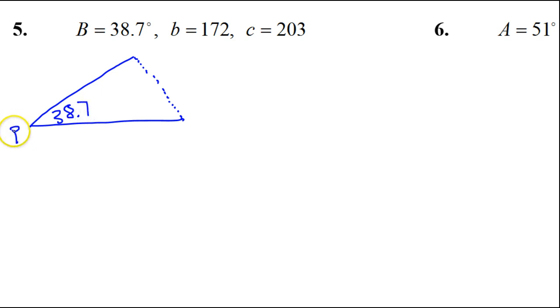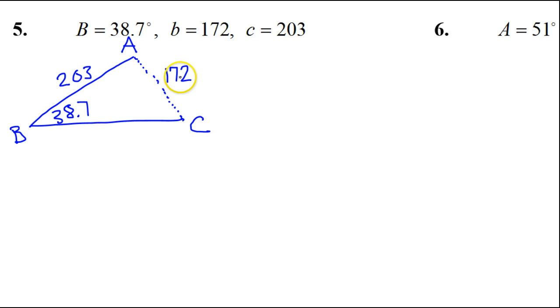So that means this has to be angle B. They give us side B, so this is 172. Now they give us another side. I'm going to make that my rigid side, so I'm going to put 203 right here. Now if this is side C, that means across from it must be angle C, which means this must be angle A up here.